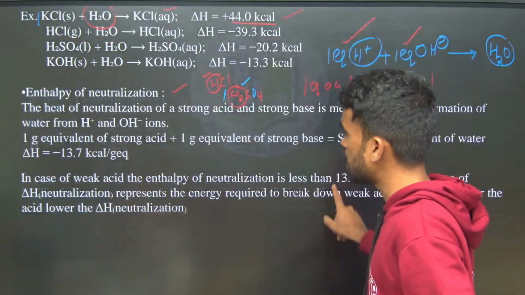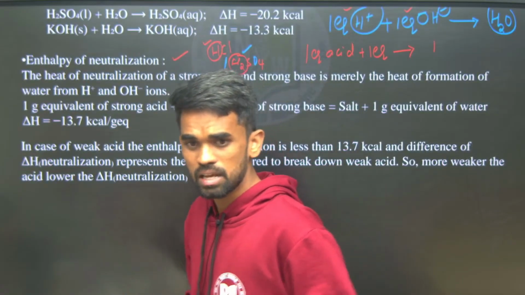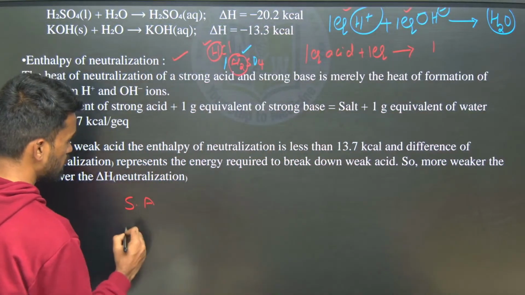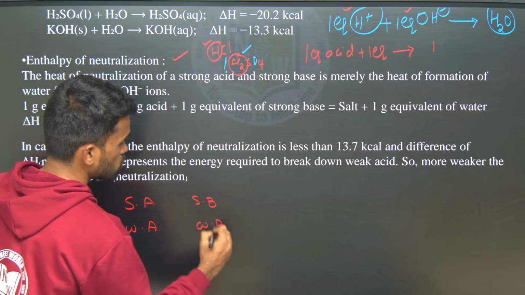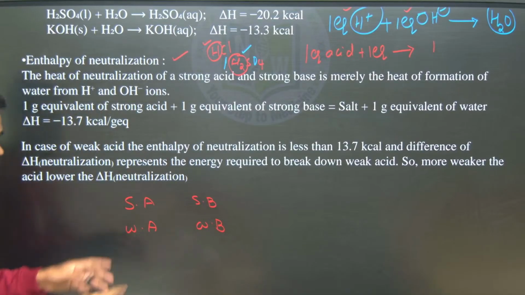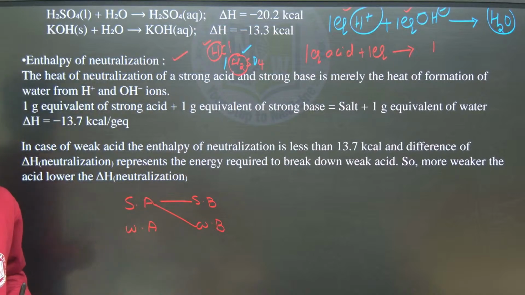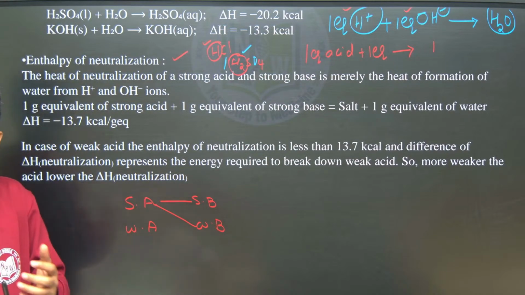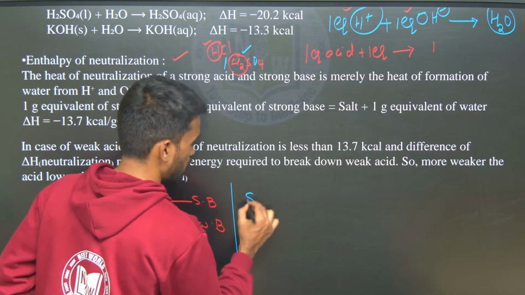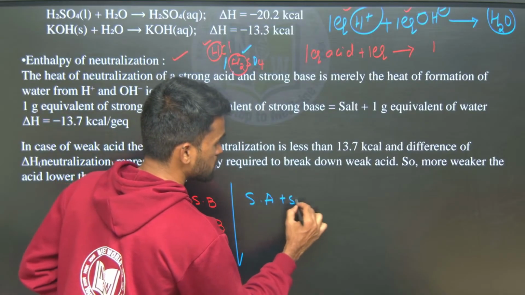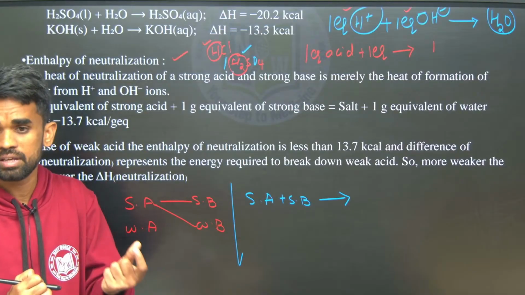Okay, so now tell me, when do we get more amount of heat? We have different types of acids and bases: strong acid, weak acid, strong base, weak base. I can mix them in different combinations. In which case are we going to get a high amount of heat? Strong acid. Whenever we combine strong acid plus strong base, during this neutralization, a high amount of heat is released.